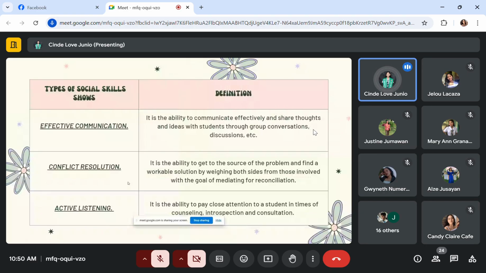And next is active listening. So active listening is you are paying close attention when someone is speaking. So for example, if your classmate or your teachers are having a discussion, di ba, you are going to listen to them instead of talking with your classmates.